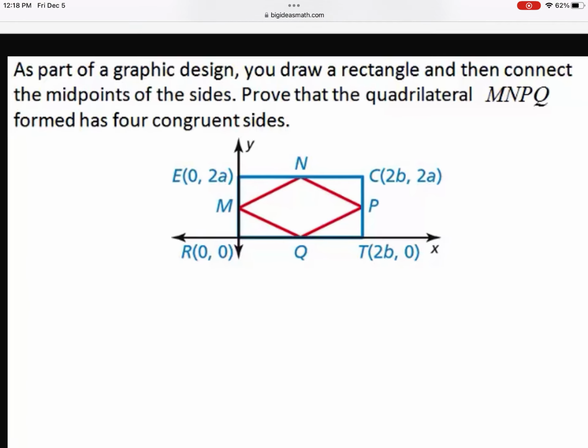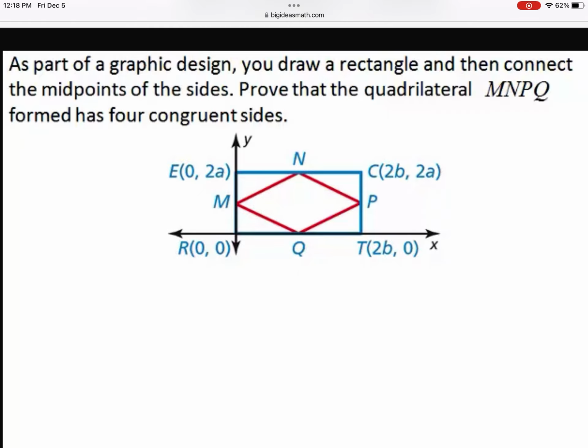As part of a graphic design, you draw a rectangle and then connect the midpoints of the sides. Prove that the quadrilateral MNPQ formed has 4 congruent sides. First, find the coordinates of the midpoints. The coordinates of M are (0, a), the coordinates of N are (b, 2a), the coordinates of P are (2b, a), and the coordinates of Q are (b, 0).